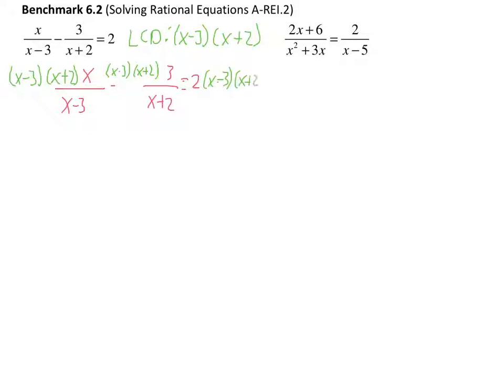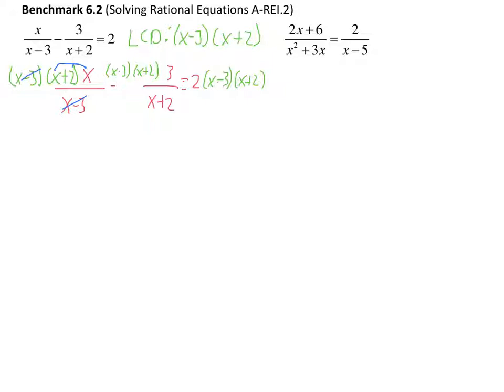Alright, what I did is I multiplied both sides. I multiplied this side and this side by the lowest common denominator in green. And you'll see in a second why that's useful, because what you're going to notice is this cancels with this, leaving you just the top. And I'm going to do the distributive property there.